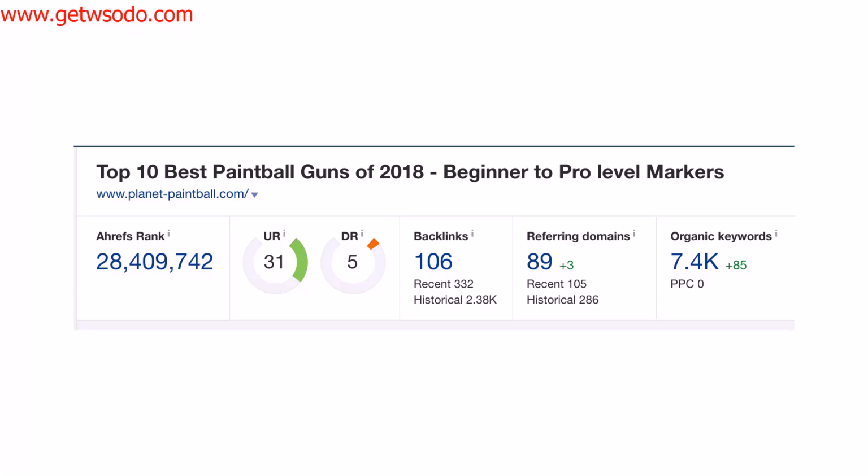And when I look at the SEO metrics, I'm looking at the DR, domain rating, which is essentially a number Ahrefs, which is the tool we're going to be using in this module, gives you to give you an idea of how authoritative the website is. And in this case, DR5 is very low. Anything below 10 is quite low. Even below 15 really is low.